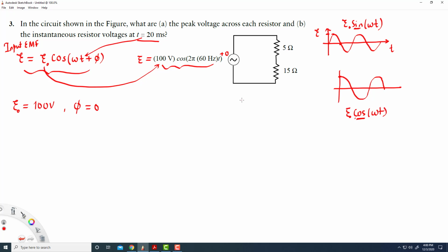Okay, so again comparing the variables term by term, this phi would be 0 because there is no phi given here, and then we have this omega t here. Omega t is that times t, so that means this thing is omega. Okay, this thing is omega. So our omega angular frequency is 2 pi times 60 hertz.